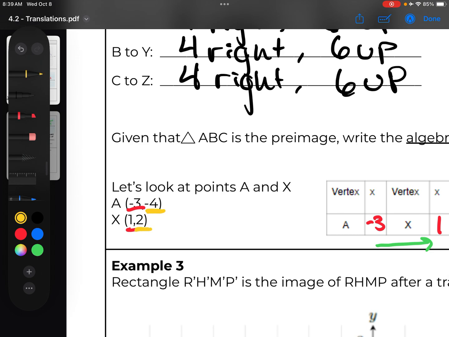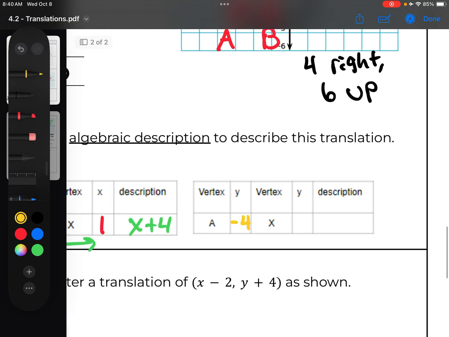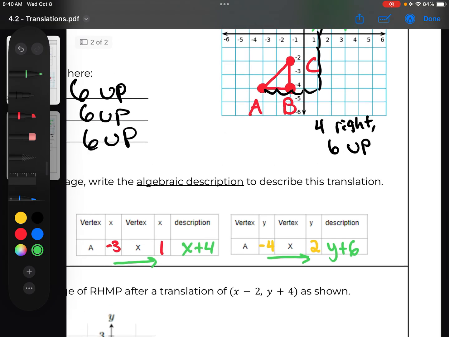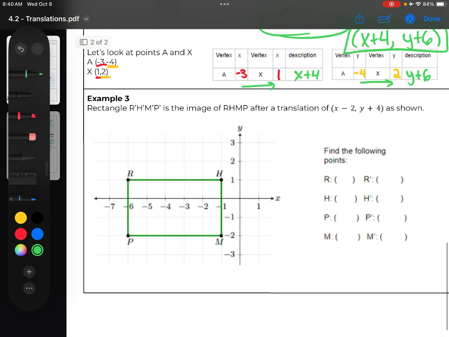So now we need to look at the y coordinates. I have -4 for point A and 2 for X. So once again, to get from -4 to 2, that's going to increase your y coordinate by 6. So altogether, as an algebraic description, what you would write is x plus 4, comma, y plus 6. Okay, that is your algebraic description. That is the same thing as saying to the right 4 and up 6. Remember, right and up use a plus, and left and down use a minus.